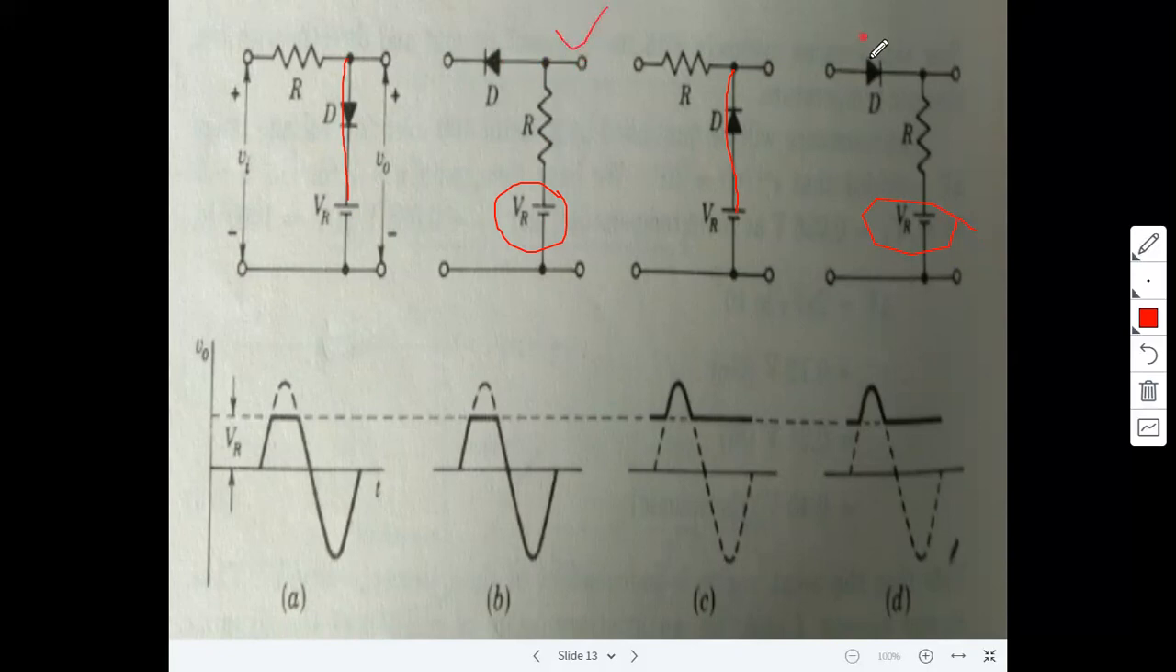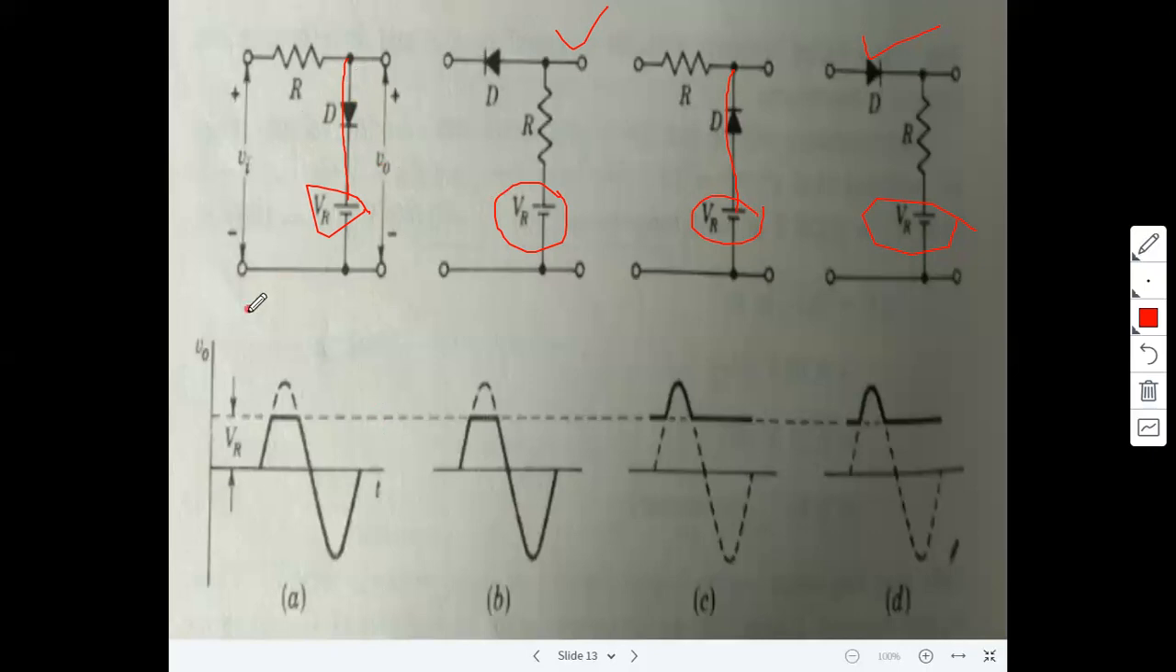Remember this one, right? In the second and fourth circuits, when the diode is on, the output follows the input. When the diode is off, the output is limited to the reference voltage. Exactly opposite. Here in the shunt or parallel clipper, when the diode is on, the output is limited to the reference voltage, in the first and third. When the diode is off, the output follows the input.